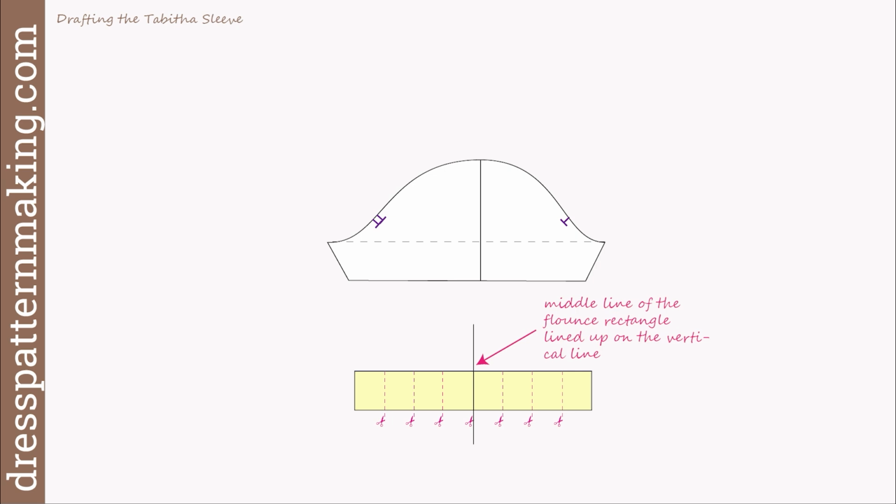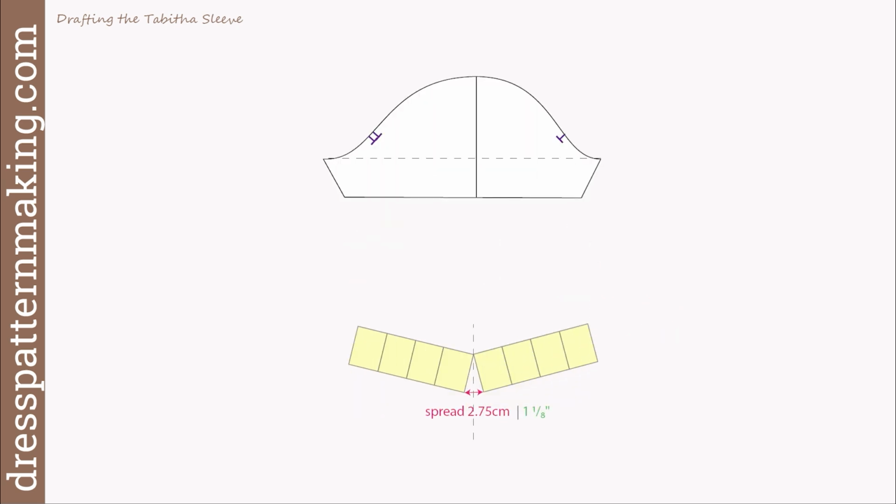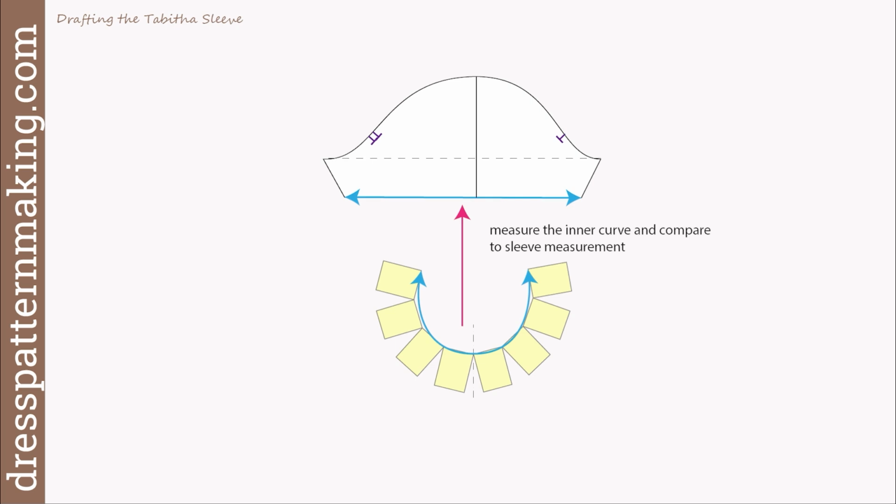I'm going to place that flounce piece on the vertical line so that the middle line of the rectangle is lined up on the vertical line. Then I will spread as shown, adding 2 3/4 centimeters or 1 1/8 of an inch in between each of those sections. As I separate those pieces, I will of course have to stick that down with tape, and when I'm finished I will need to draw that inner curve, and I'm going to have to double check that the measurement of that inner curve is the same as the sleeve edge measurement because they are adjoining seams.